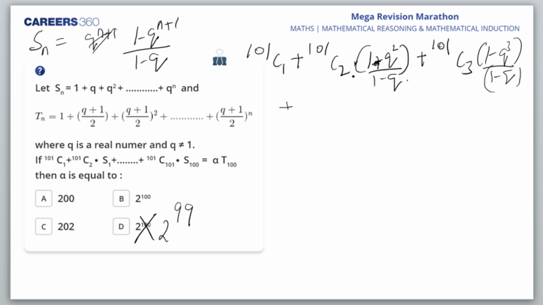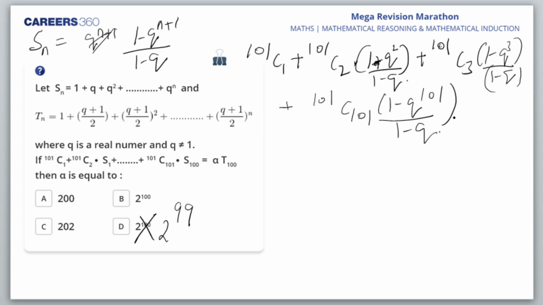Now, this is in the last, what do I get? And in the last I'll get 101C101 S100. S100 would mean (1 minus Q raised to power 101) upon (1 minus Q). Am I right? This would be like this.